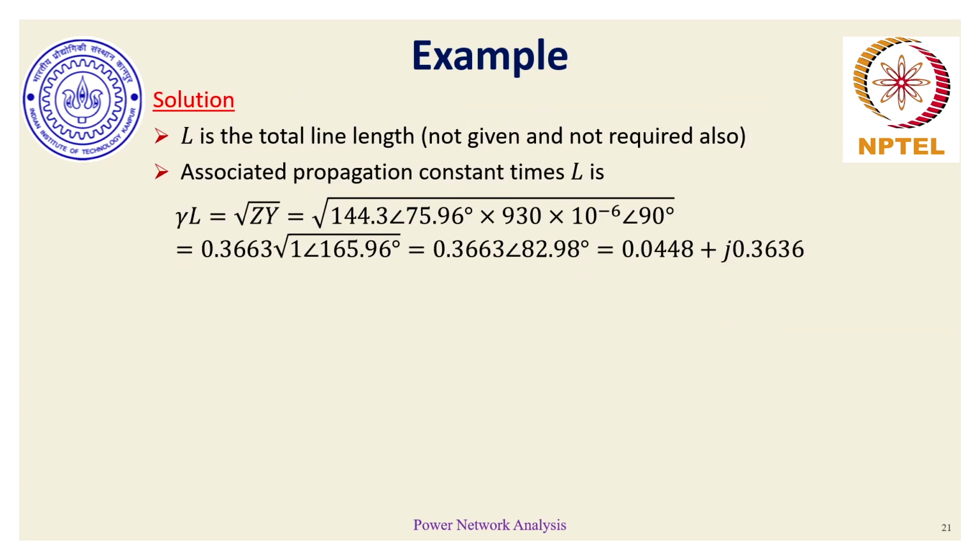The total line length is not given, and it is also not required, because essentially for hyperbolic functions we need gamma L, not just gamma. So we can directly find gamma L by root over of capital Z and capital Y, where capital Z and Y are the total series impedance and admittance in the distributed form. Z and Y being complex numbers, gamma L is also a complex number. This is the rectangular form of representation, whereas this is the polar form.